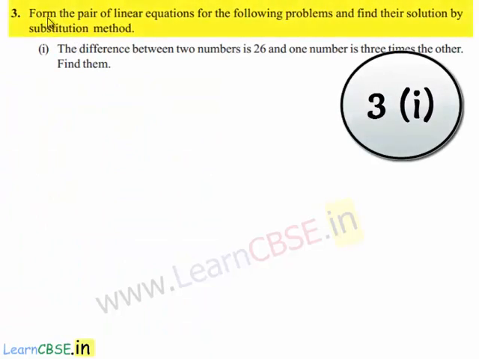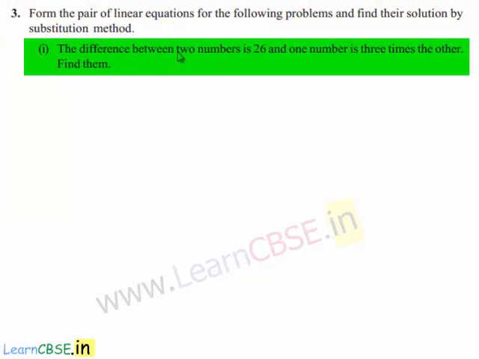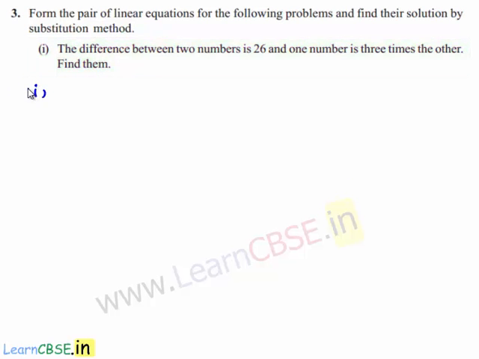Coming to the third problem, form the pair of linear equations for the following problems and find the solution by substitution method. The first bit given to us is the difference between two numbers is 26 and one number is 3 times the other. Find them. So let us work out this problem.